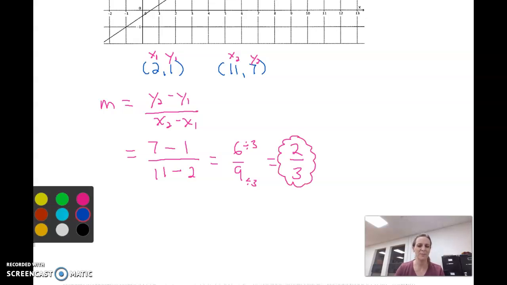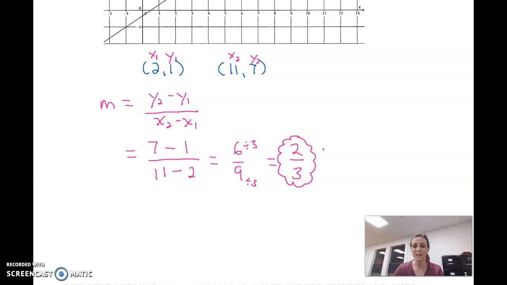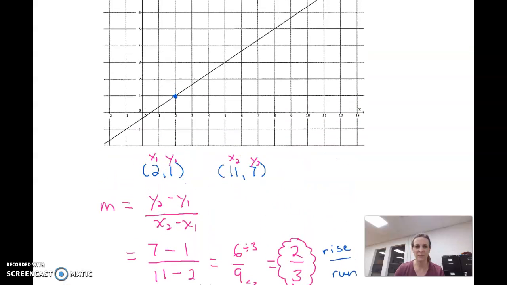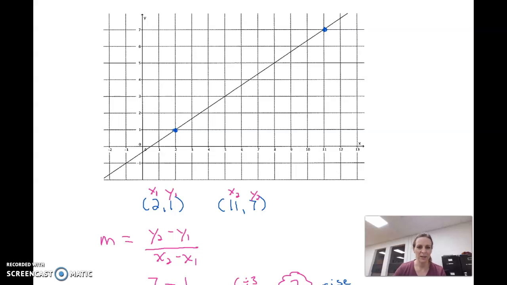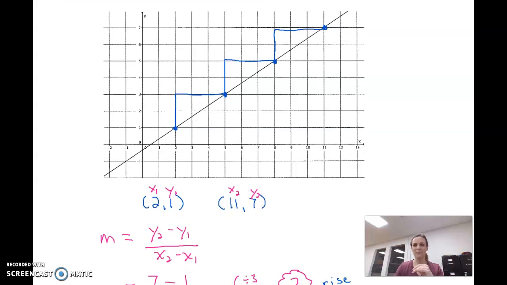Now let's talk about what this means. This means this is our rise over our run, right? We're rising 2, we're running 3. So let's look at that on the graph. If I go from here and I rise 2 and I run 3, notice I'm on the line. All right, let's keep going. What if from here? If I rise 2 and I run 3, I'm on the line. If I rise 2 and I run 3, sloppily, I know, I'm on the line. So that slope is telling us that we're going up 2 and over 3.